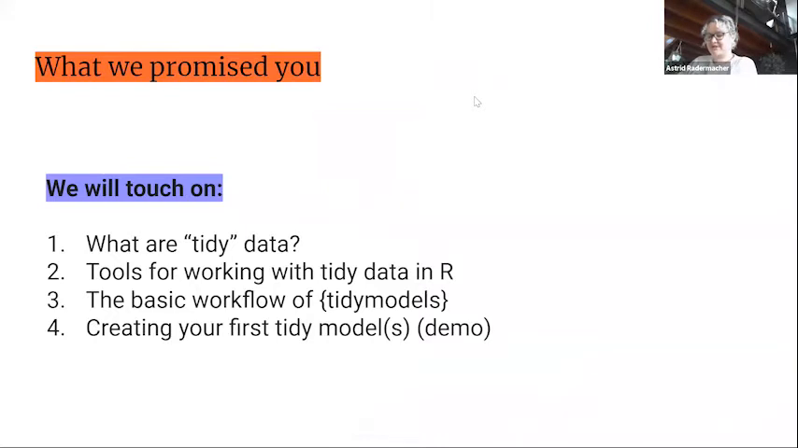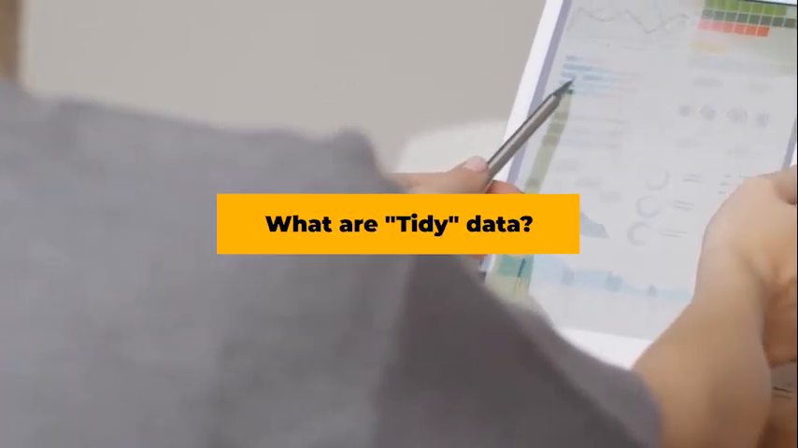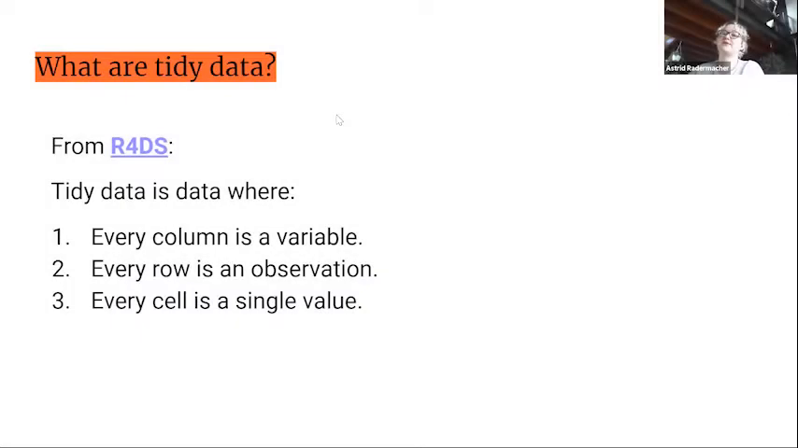Cool, so what we promised you in our meetup blurb, we'll touch on what tidy data are, tools for working with tidy data in R, the basic workflow of TidyModels, and creating your first models in RStudio. So what are tidy data? I'm not going to go into this in too much detail because Andrew's going to take us through a data cleaning setup. So just to mention it, tidy data is where every column is a variable, just letting that sink in. Every row is an observation, and every cell has a single value.